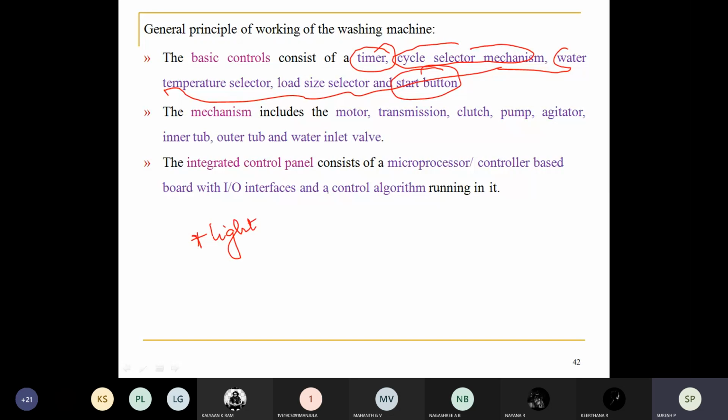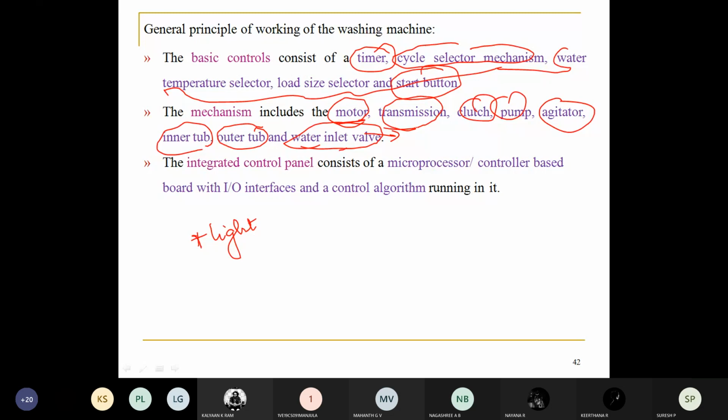The other mechanisms it includes are the motor, transmission, clutch, pump, and agitator. Next, you are going to have the inner tub. Your outer tub is used to draw the water from the inside to the outside of the washing machine, and you are going to have the water inlet pump, from where the water will be inserted inside.